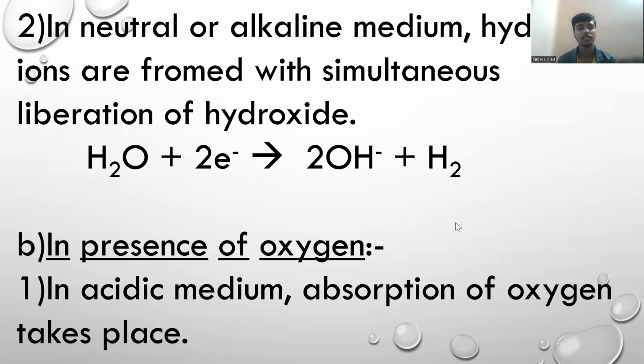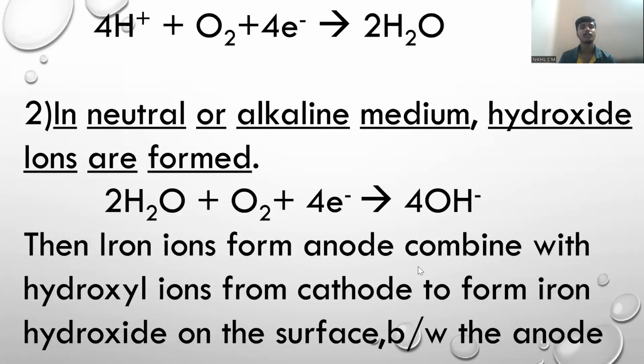In the presence of oxygen, first, in acidic medium, the absorption of oxygen takes place. The reaction is 4H+ plus O2 plus 4 electrons gives 2H2O. In neutral or alkaline medium, hydroxide ions are formed. That is, 2H2O plus O2 plus 4 electrons gives 4OH minus.